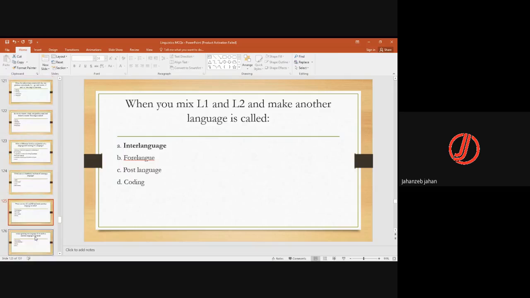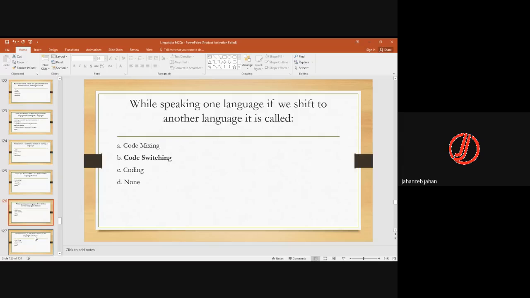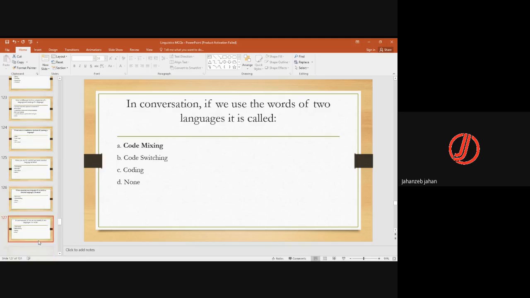When you mix L1 and L2, यानी first language and second language, and make another language, that is called interlanguage. When speaking in one language, if he shifts to another language, so that is called code switching. जिस तरह मैंने अब किया कि I was speaking in English the whole sentence and then I switched to Urdu और मैंने फिर एक sentence उर्दू का बोल दिया जिस समय अब दोबारा किया. So this is called code switching कि आपने English के switch बंद करके shift कर गए उर्दू के switches पे.